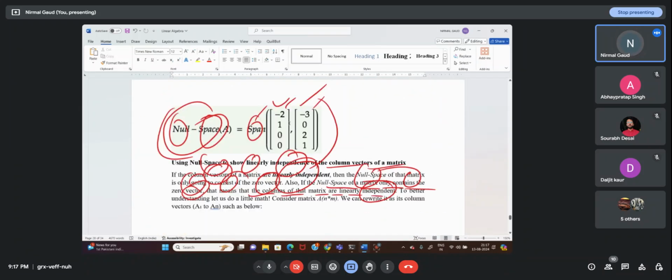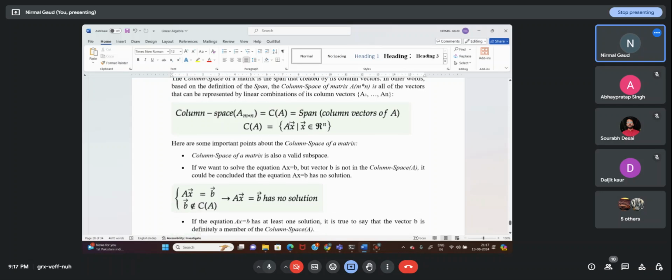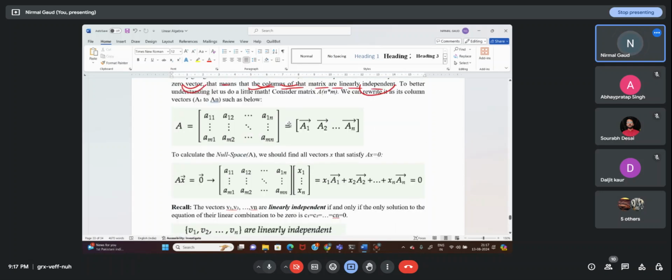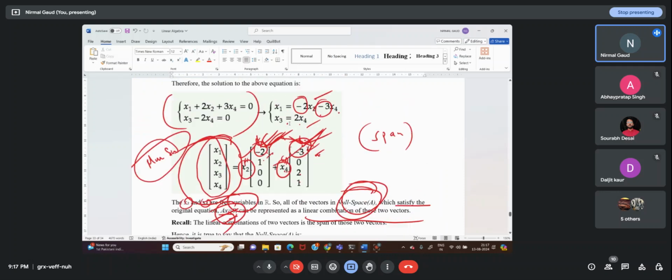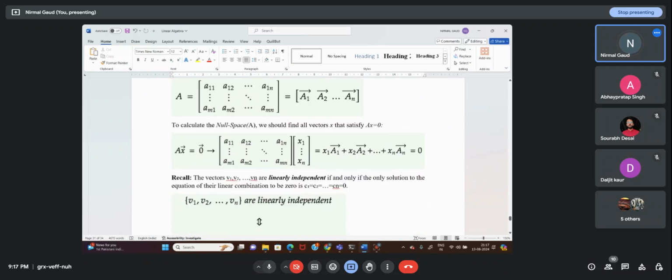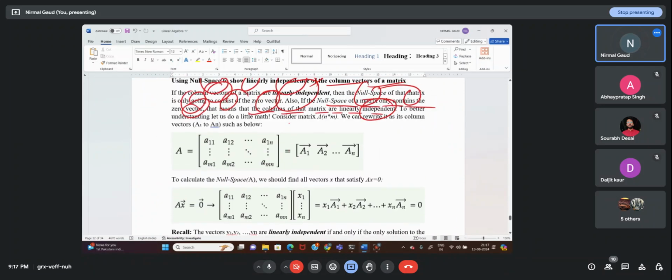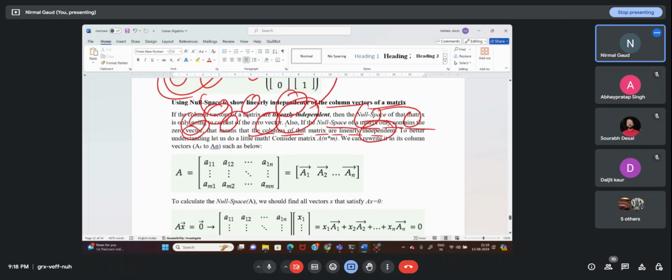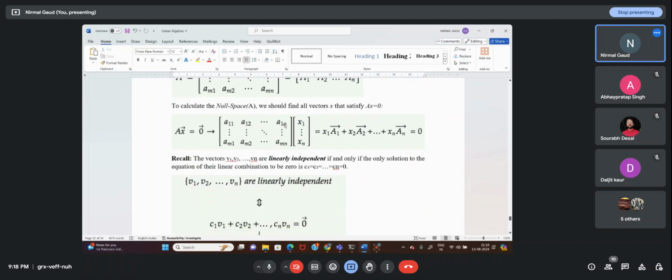So I took 0 as an answer. That means here we took 0 in the augmented matrix, and we are getting independent solutions. That's what Ax equal to 0 says. Ax equal to 0, we are having independent solutions. That's a null space. And then what do you have next?